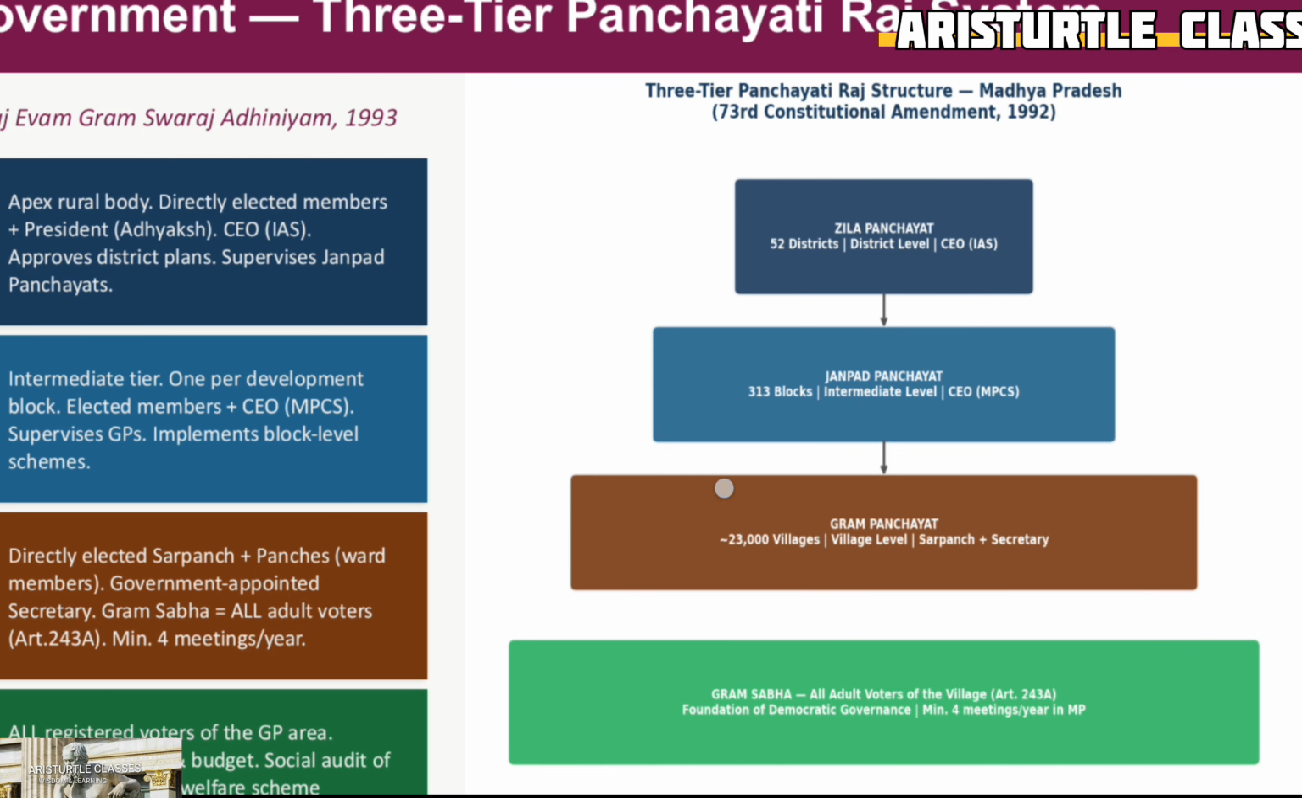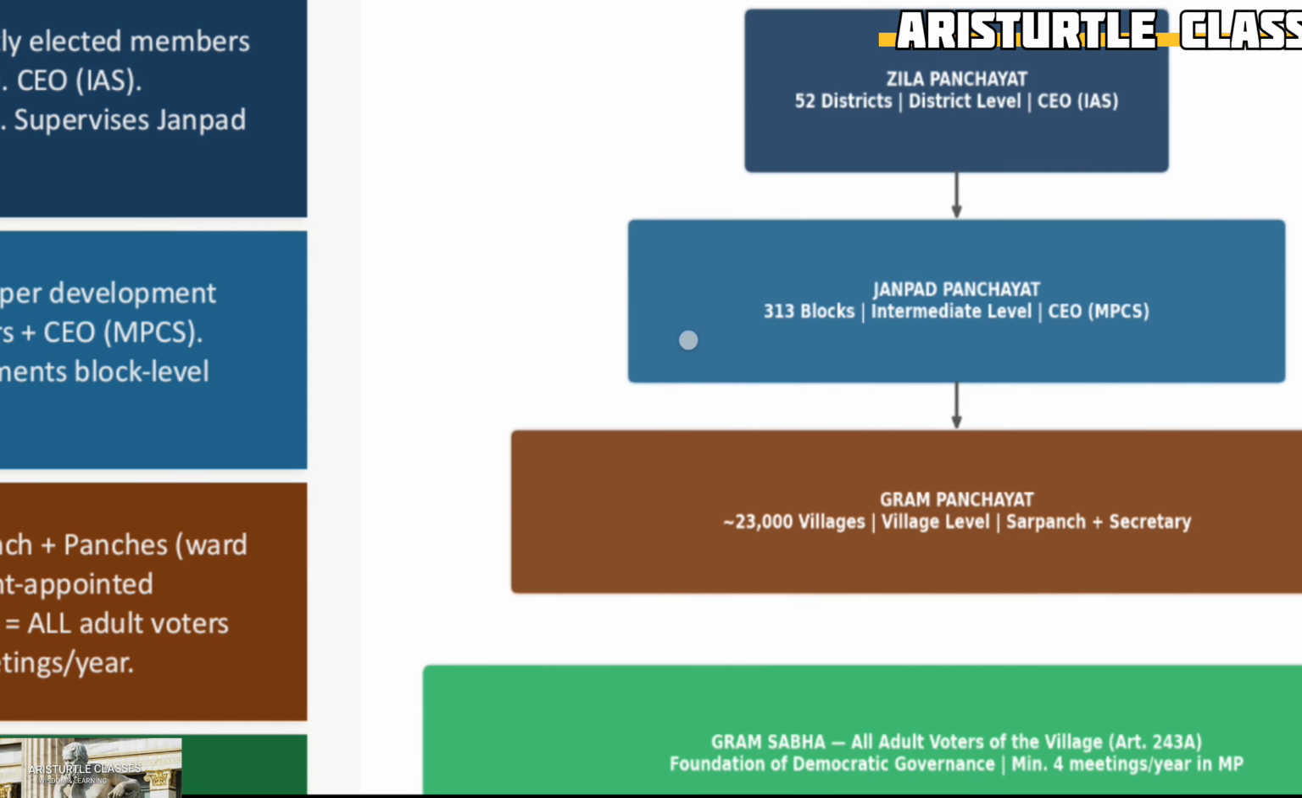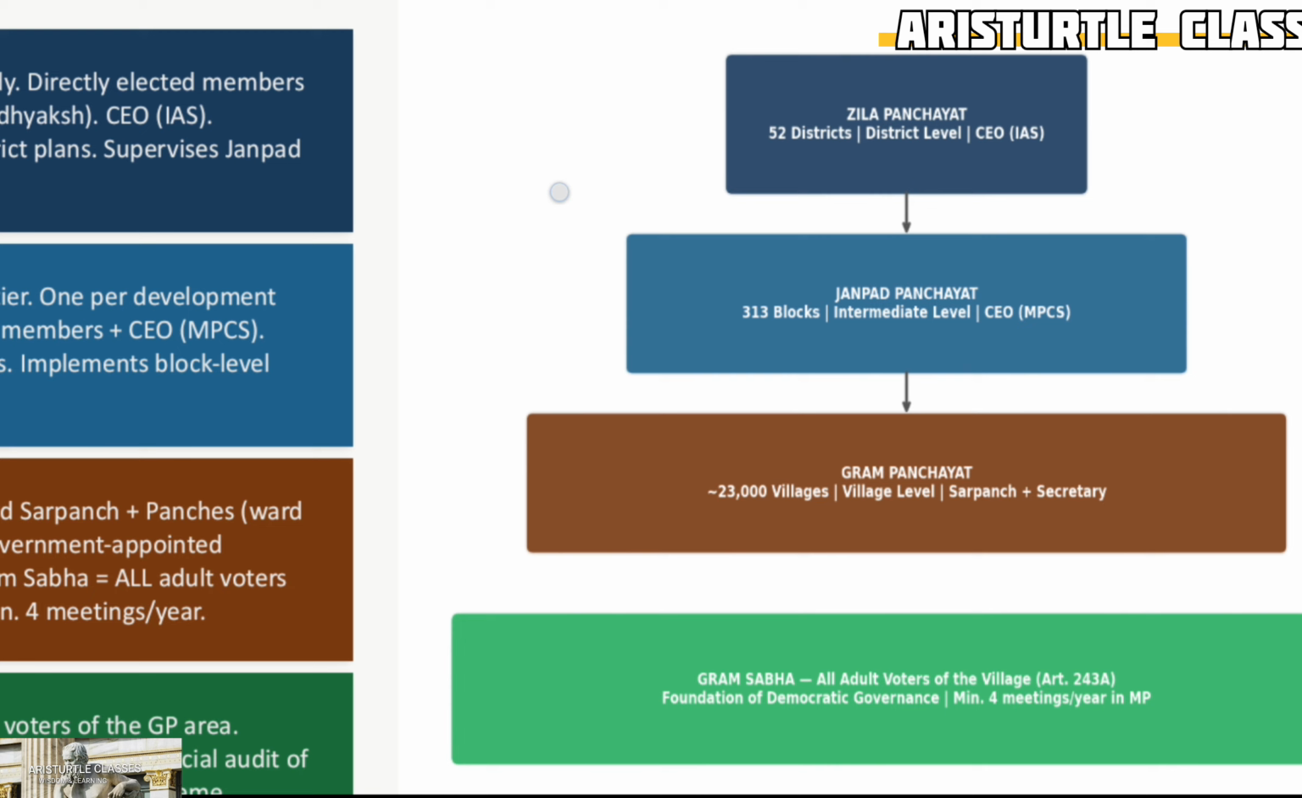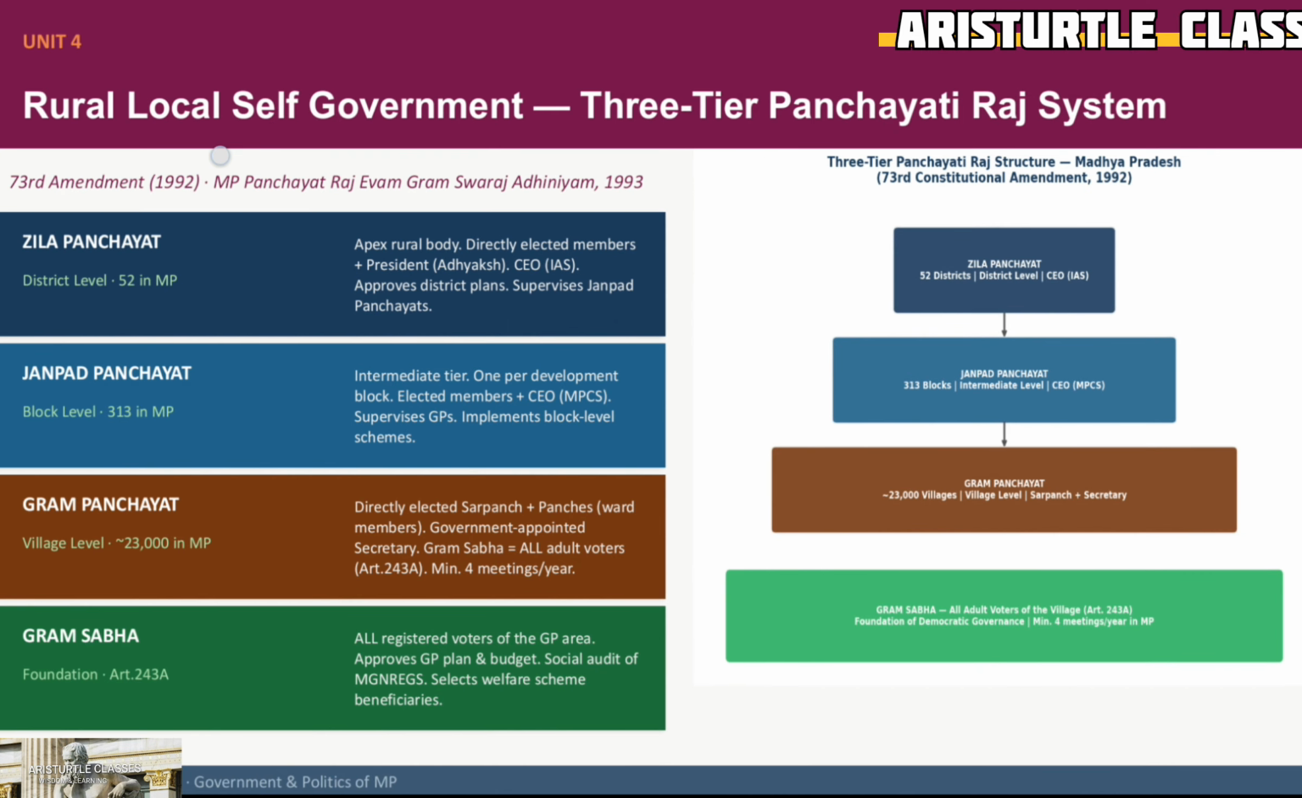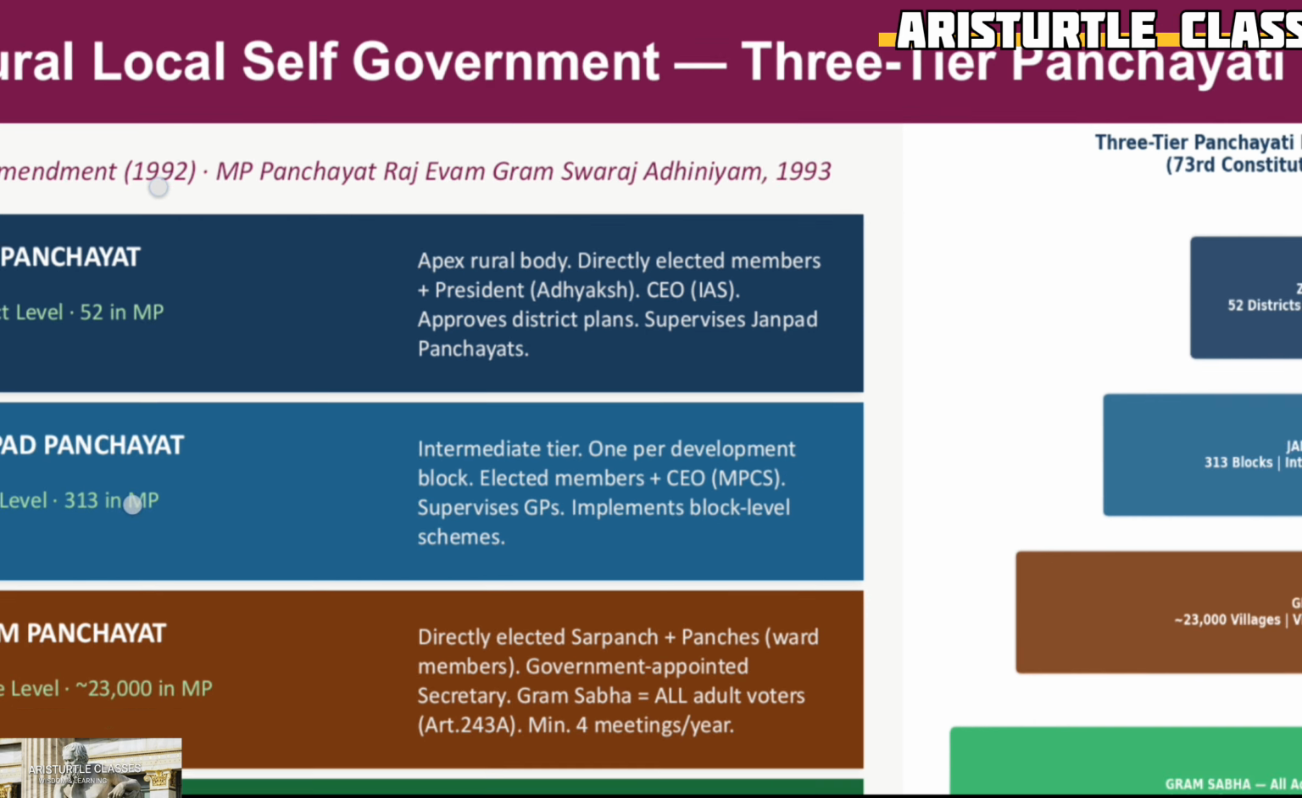So in MP, we have almost 23,000 villages. So basically, we have 23,000 Gram Panchayats. We have 313 blocks. So we have 313 Janpat Panchayats. We have Jila Panchayats. As many districts as there are, the same number of Jila Panchayats there will be. The very basic of this Panchayati Raj system was given by the 73rd Constitutional Amendment in 1992, and MP adopted it in 1993 as the MP Panchayat Raj Evam Gram Swaraj Adhiniyam.